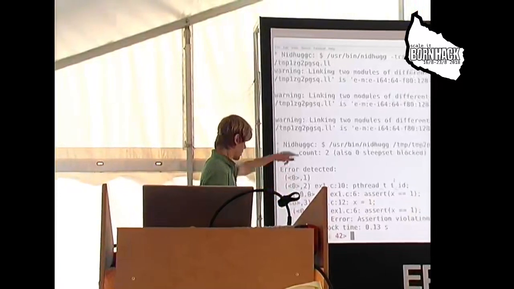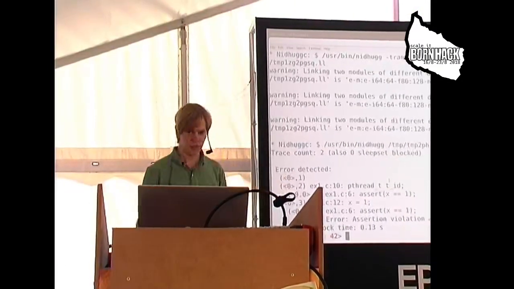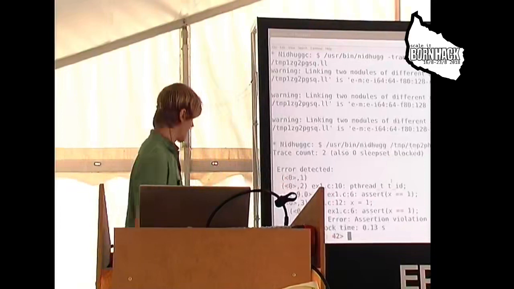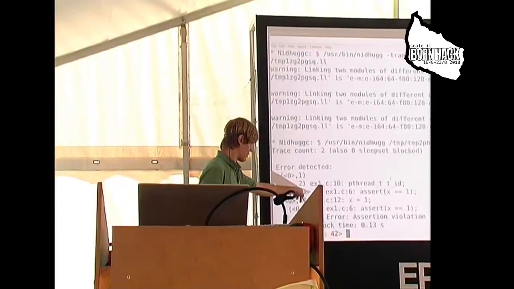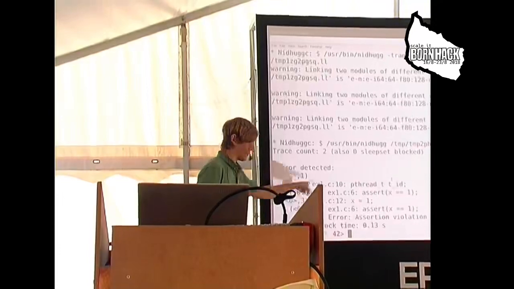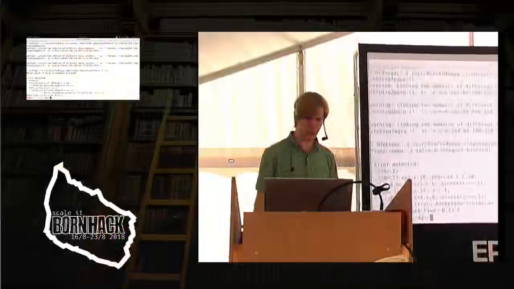So this bracket 0 other bracket means the main thread. And then 0.0 is the first thread spawned by the main thread, and so on. So these are the thread identifiers that Nidhugg creates for itself.